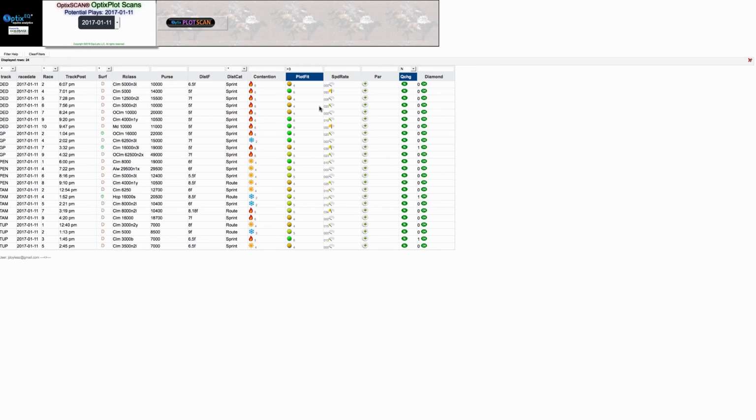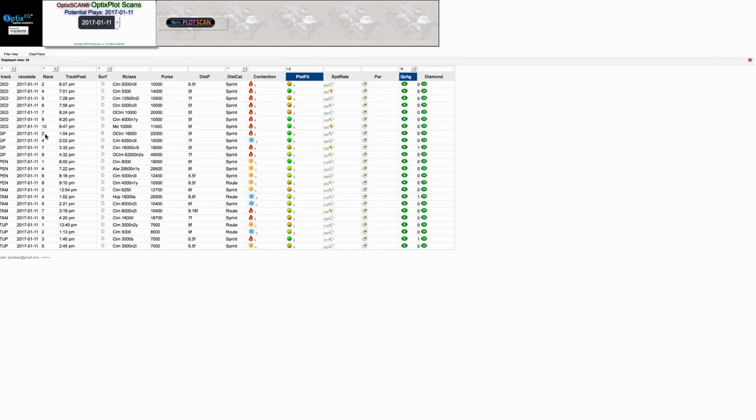So by having the plot fit non-red and the Q change green, I feel comfortable that I'm getting a subset that I can work with. You have to find that, it's just a matter of preferences. But this has worked for me in the past. So then I just go down race by race and evaluate these.